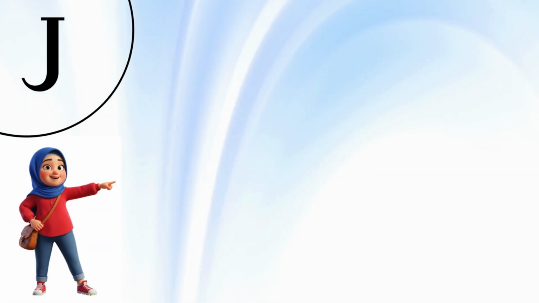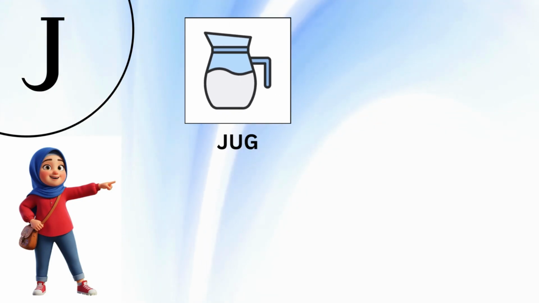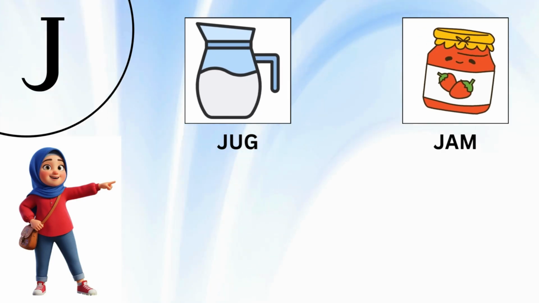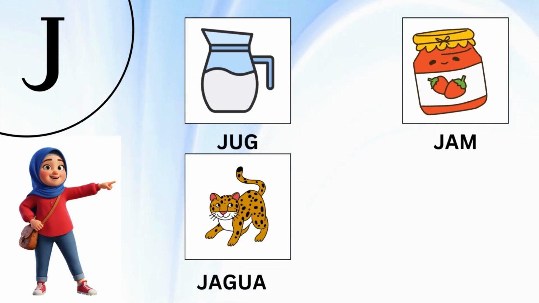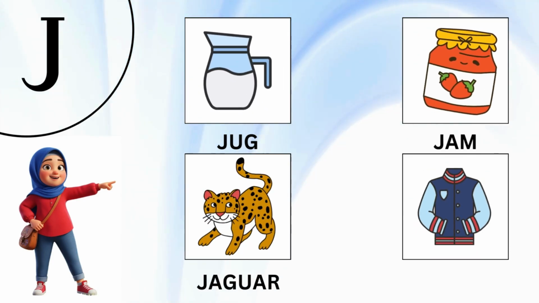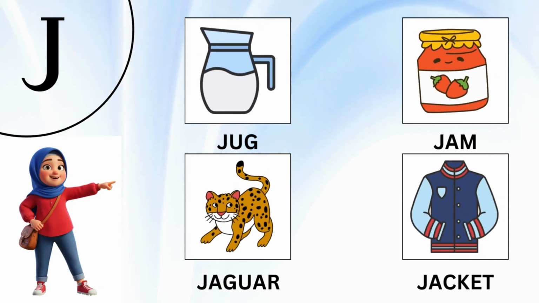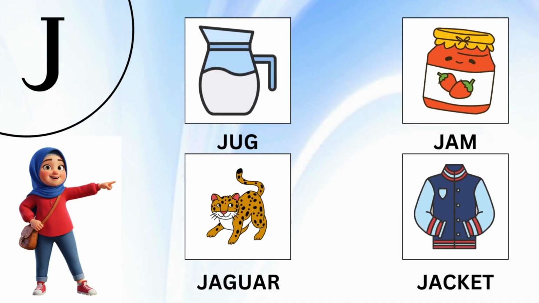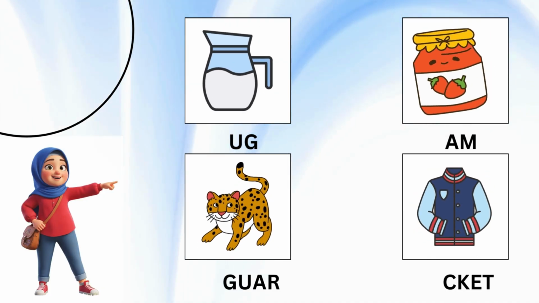This is letter J. J is for jug. J is for jam. J is for jaguar. J is for jacket. Jug, jam, jaguar and jacket.